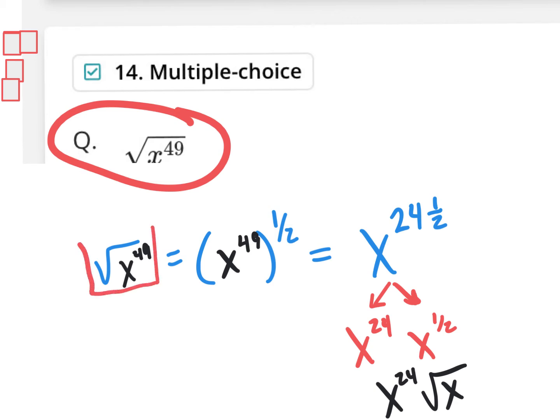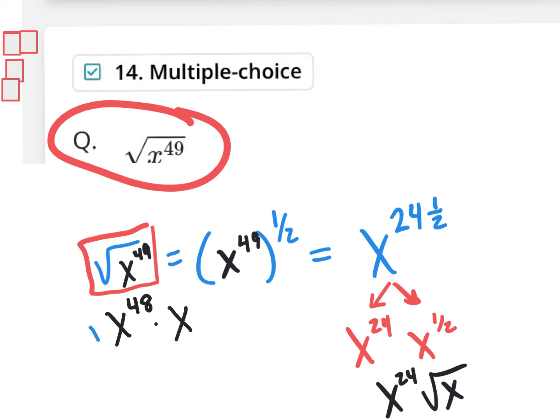We know that the square root is the power of 1/2. So we want this to be divisible by 2. 49 is not divisible by 2. As you saw, we got a fraction. So it'd be nice if we could change this to something divisible by 2, which we can. We're going to change it to x to the 48 times 1 more x.